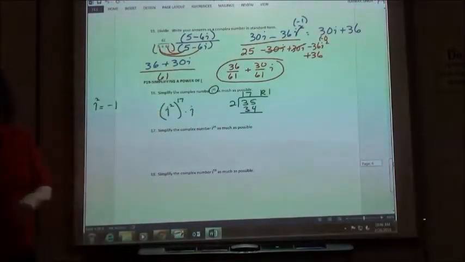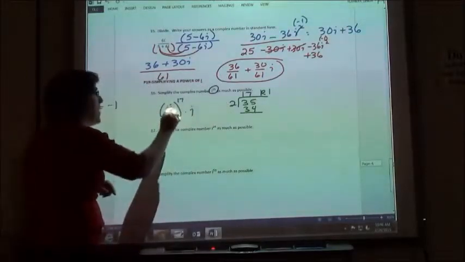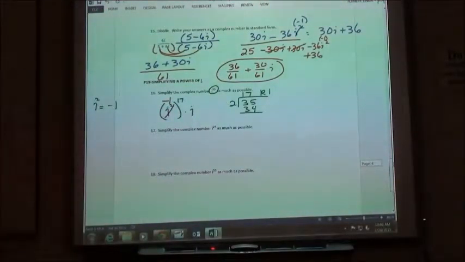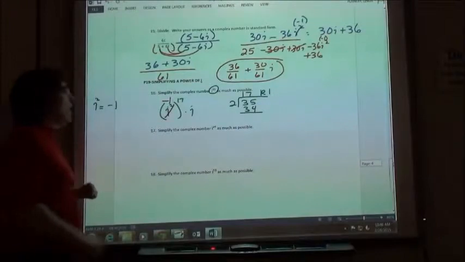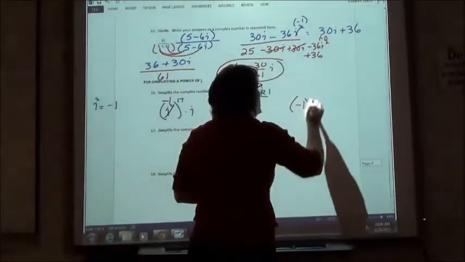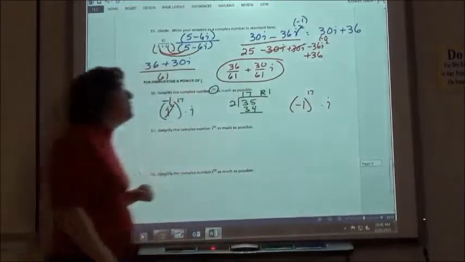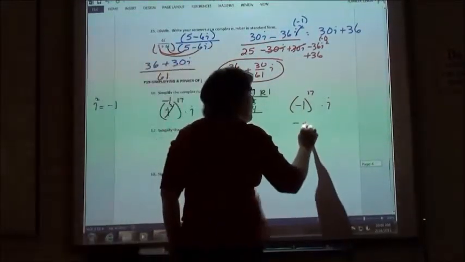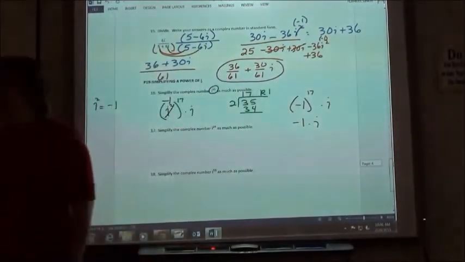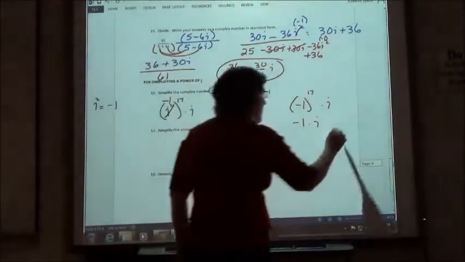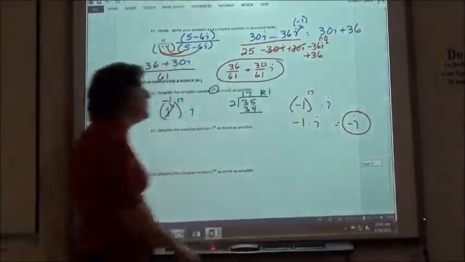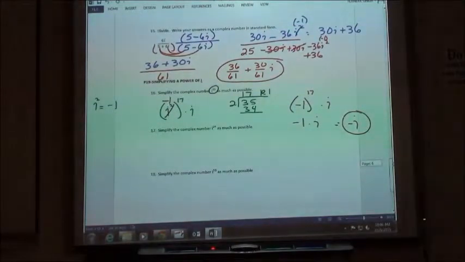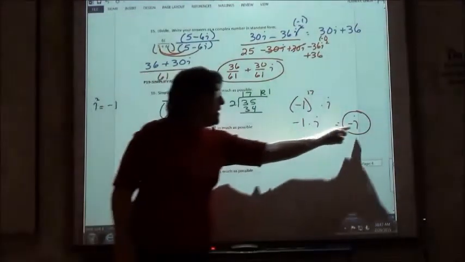Then I'm going to replace i squared with my -1. So I have -1 to the 17th power times i, and I want to simplify that. Well, what happens when you take -1 to the 17th power? You get a negative, you get a -1, right? So this is -1 times i. And what's -1 times i? It's a -i. Can't do anything else to simplify that. That's my answer. So I went all the way from having i to the 35th down to just having a -i.